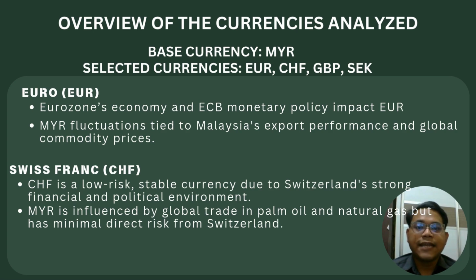Overview of the currencies analyzed. Base currency is MYR, Malaysian Ringgit. Selected currencies are Euro, CHF, GBP, and SEK. Euro: Eurozone economy and ECB monetary policy impact the Euro. Malaysian Ringgit fluctuation is tied to Malaysia's export performance and global commodity prices. Swiss franc, CHF: a low-risk, stable currency due to Switzerland's strong financial and political environment. Malaysian ringgit is influenced by global trade in palm oil and natural gas, and has minimal direct risk from Switzerland.